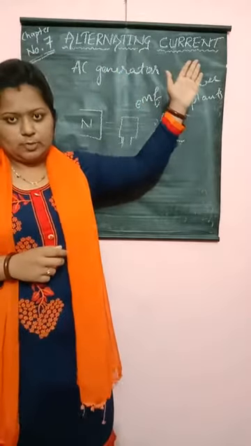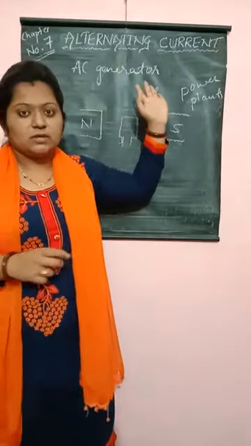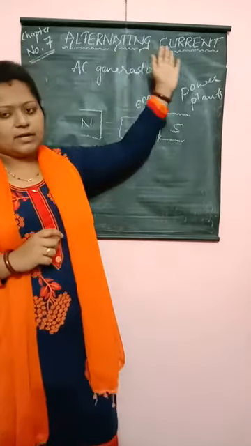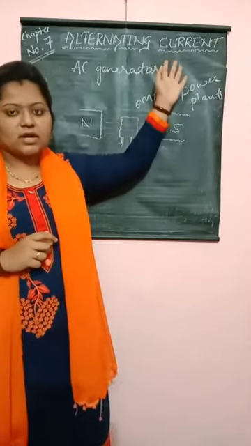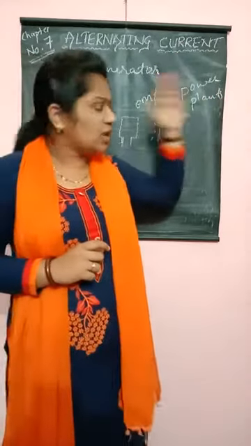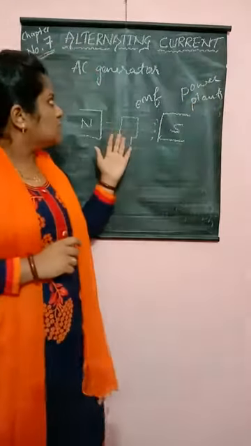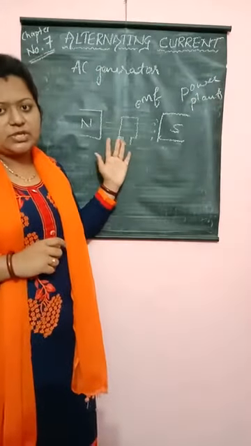alternating current, because direct current is not used in any domestic uses. You are using alternating current only. So whatever current you are using comes from the power plants, and how that current is generated is like this: the AC generator.